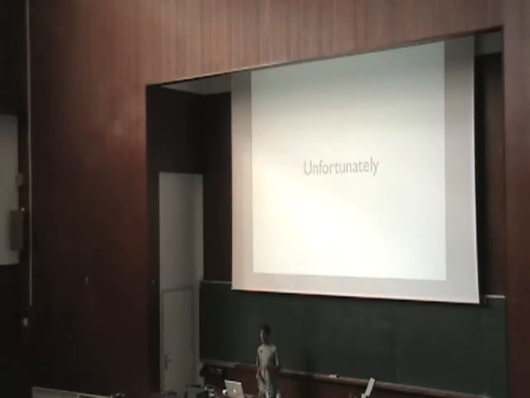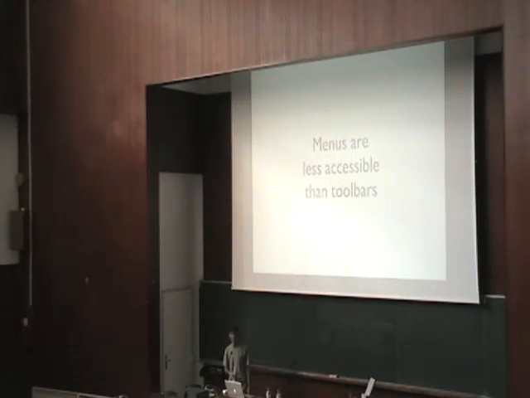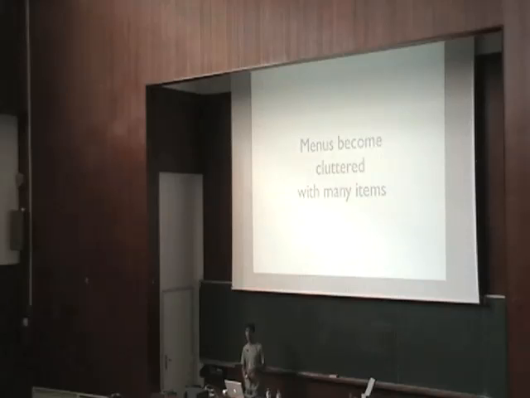Unfortunately, not every interaction is so seamless in the environment. In particular, I have some things against menus, contextual menus, because I think that they are less accessible than toolbars, for example. They are cumbersome for most user actions because you can pop up a menu, but then you have to select the item in the menu, so it's easy to make a mistake and take the item which is below what you want. You have to get to some menu to get most used actions because you can't customize the menu. So it's very cumbersome. And they become cluttered with many items.